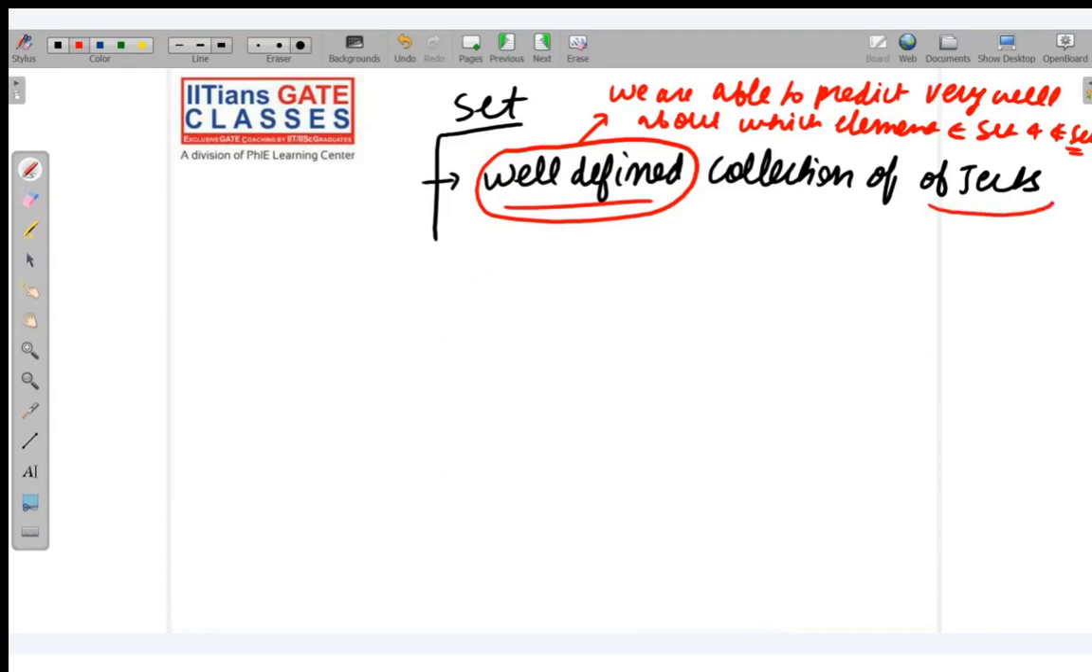And collection of objects, so these objects can be anything. They can be numbers, they can be letters, they can be persons, and so on. Objects can be anything. They can even be sets also, because a set of sets is also a set. So they can be anything, no problem. Now let me give you a small idea about examples.